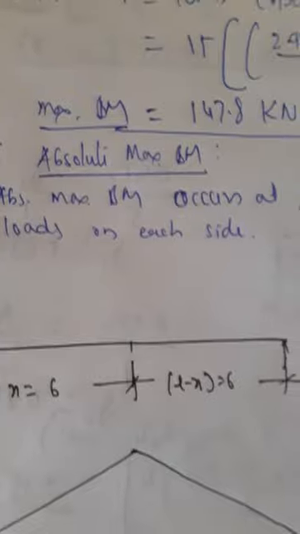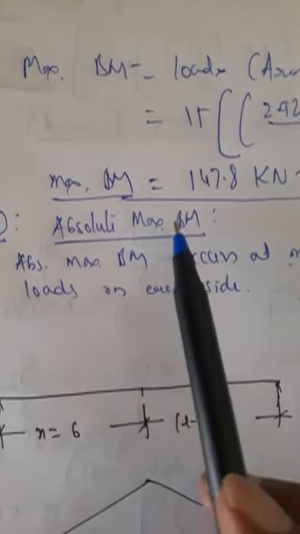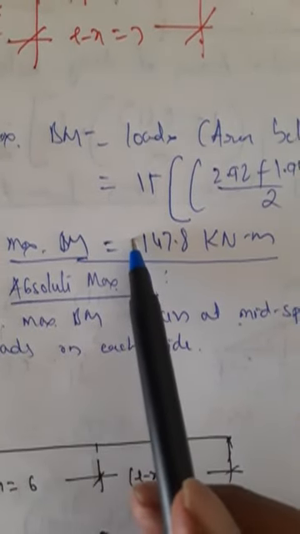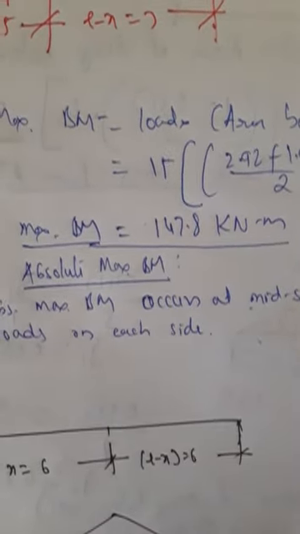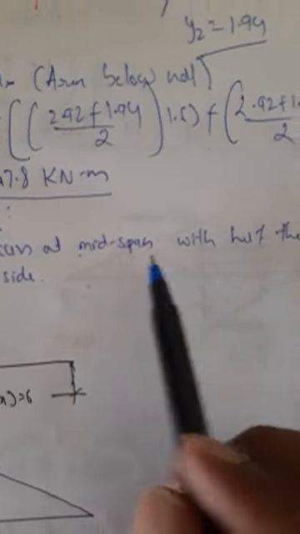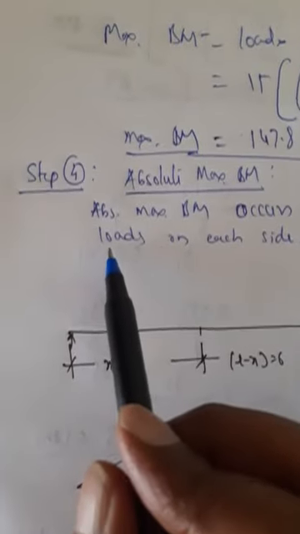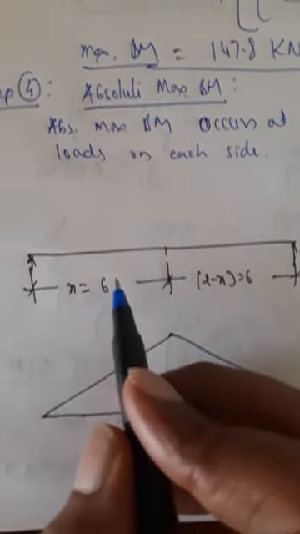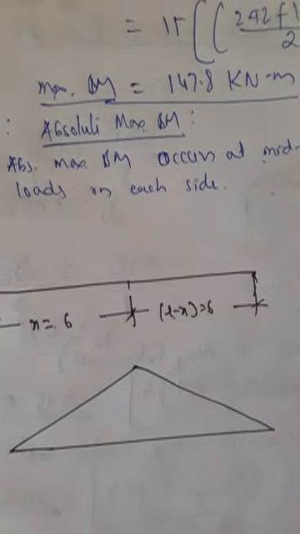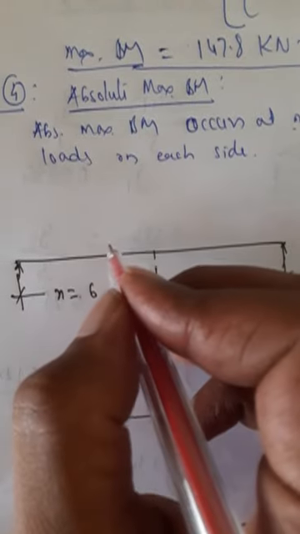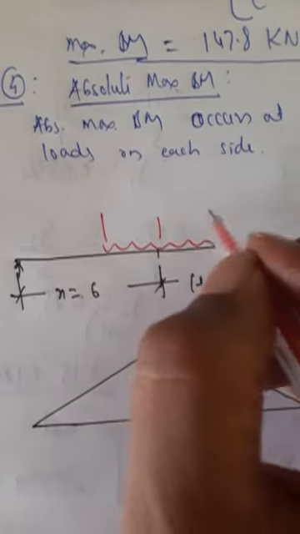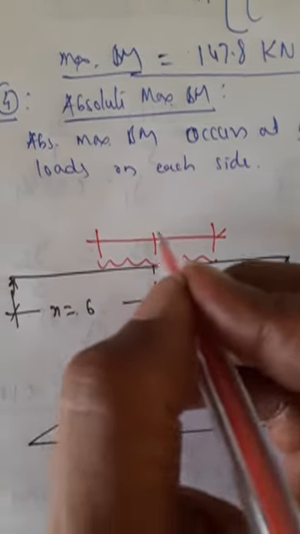Next step to calculate is absolute maximum bending moment. Absolute means occurring anywhere on this section. So this bending moment I had calculated at x is equal to 5. Now I have to calculate absolute maximum bending moment. Absolute maximum bending moment occurs at mid-span with half the UDL on each side. So I have to calculate at mid-span. X is equal to 6, L minus x is equal to 6. So place the loads half on each sides. Overall span of the load is 4 meters. So 2 and 2.